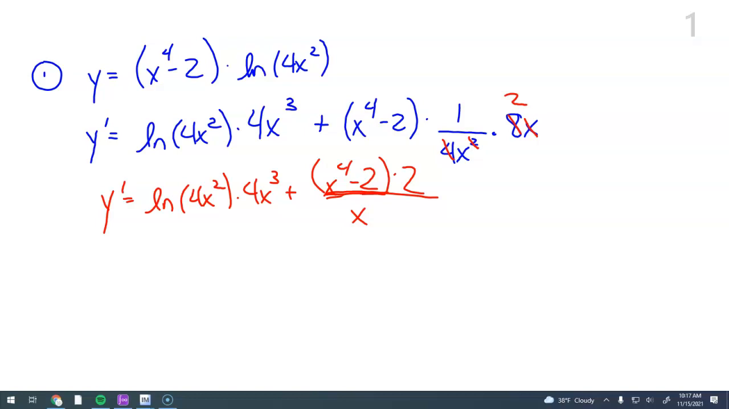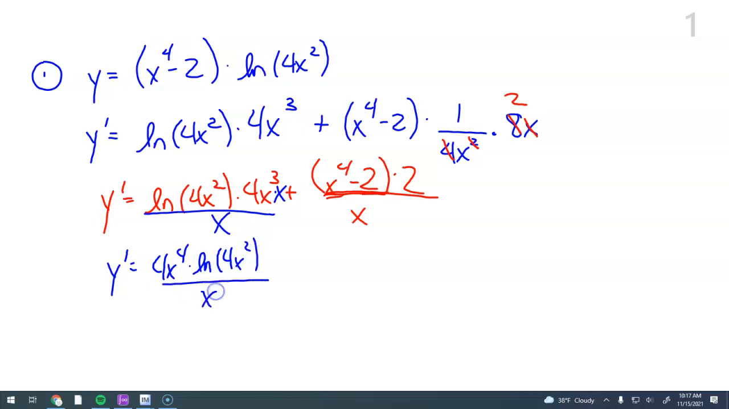This is common denominator stuff from last week, but it's a little easier than it was last week. What do I need at the bottom? What do I need over here? I need an x on the bottom over here, so I need an x on the top up there, so I really just multiply by 1. And then I will have 4x to the 4th times the natural log of 4x squared over x plus, let's say I distribute that, so 2x minus 4 over x.